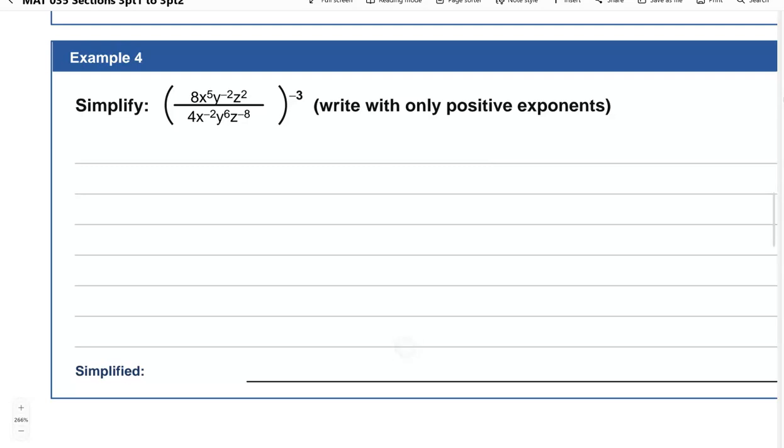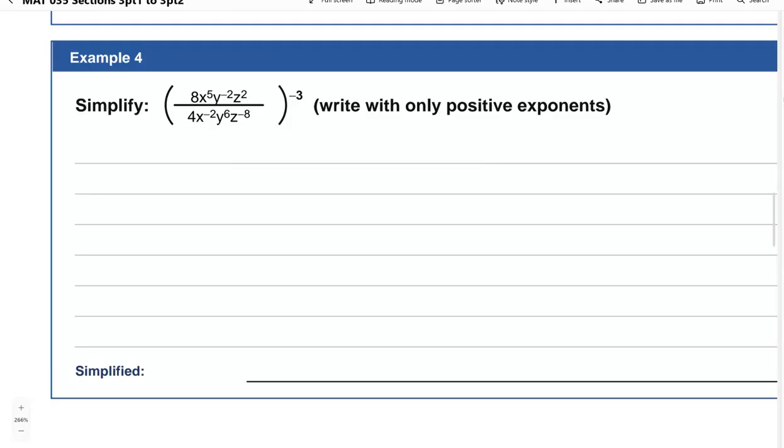So in this one, we have a numerator, 8x to the 5th, y to the negative 2, z squared, over denominator, 4x to the negative 2, y to the 6, z to the negative 8. And that whole fraction is raised to the negative 3 power. Again, I'm going to start by simplifying inside first.